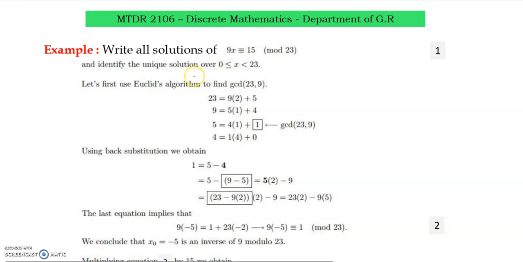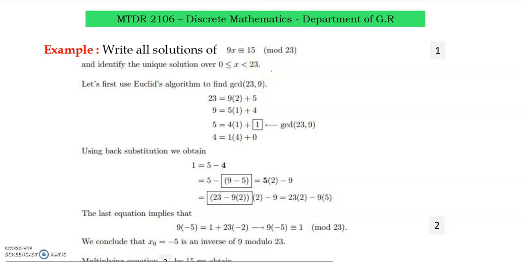Dear students, this is the continuation of the previous video. See this example. Write all solutions of 9x congruent 15 modulo 23, and identify the unique solution over 0 less than or equal to x less than 23.